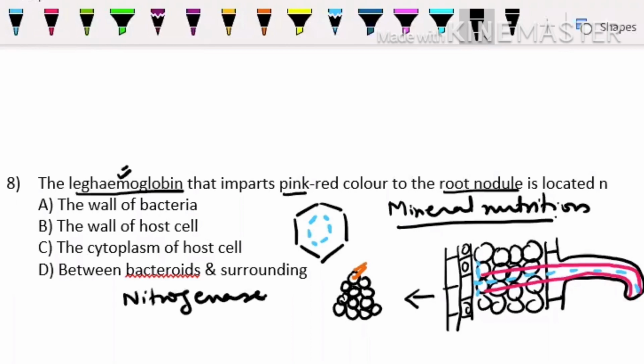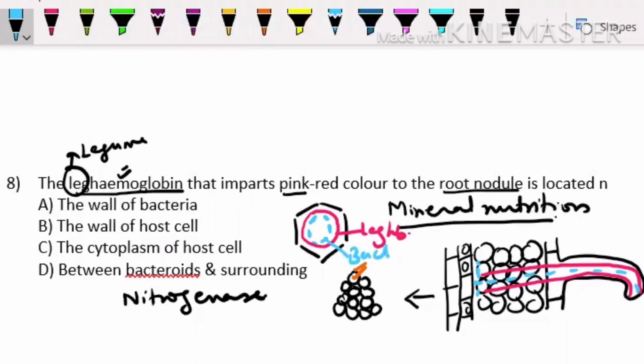So anaerobic condition is provided by leghemoglobin. Here the word leg means legume. Hemoglobin is a pigment which is provided by both bacteria and the host. So it is present here. This is the pink colored pigment, leghemoglobin, present between the bacteroids, because these structures are not dividing now, so we call them bacteroids. So it is present between the bacteroids and surrounding.